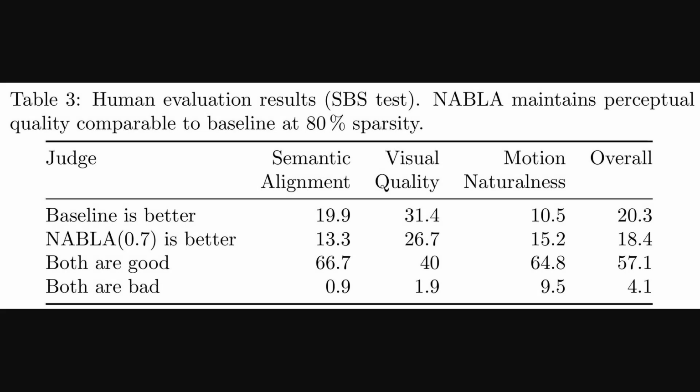But metrics only tell part of the story. The real test is what people actually think. So this table shows results from a human evaluation, where people compared videos side by side. They judged them on semantic alignment, so how well the video matches the prompt, visual quality, and motion naturalness. And the results are really compelling. In most cases, viewers rated both the NABLA and baseline videos as good, with over 57% choosing that option overall. This confirms that the sped-up model produces videos that are perceptually indistinguishable from the slower, original version.